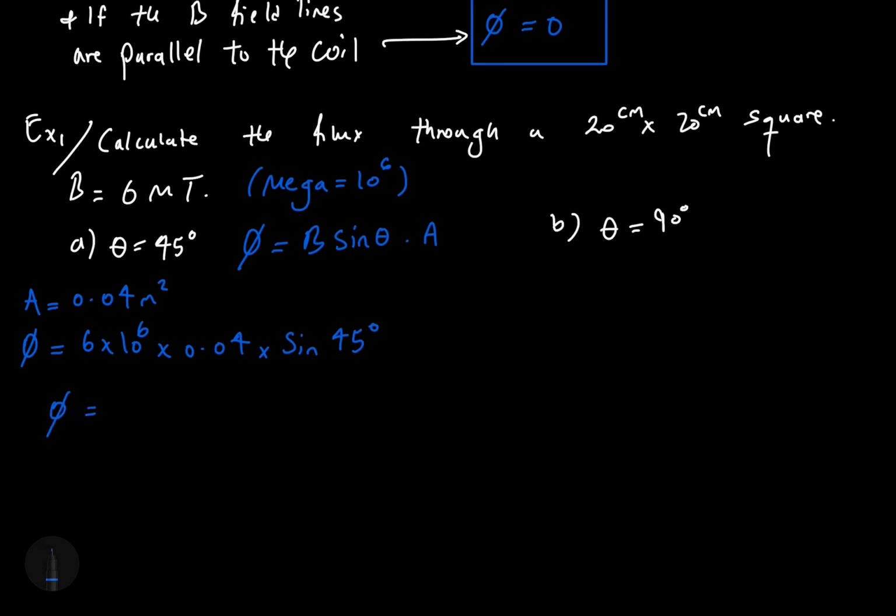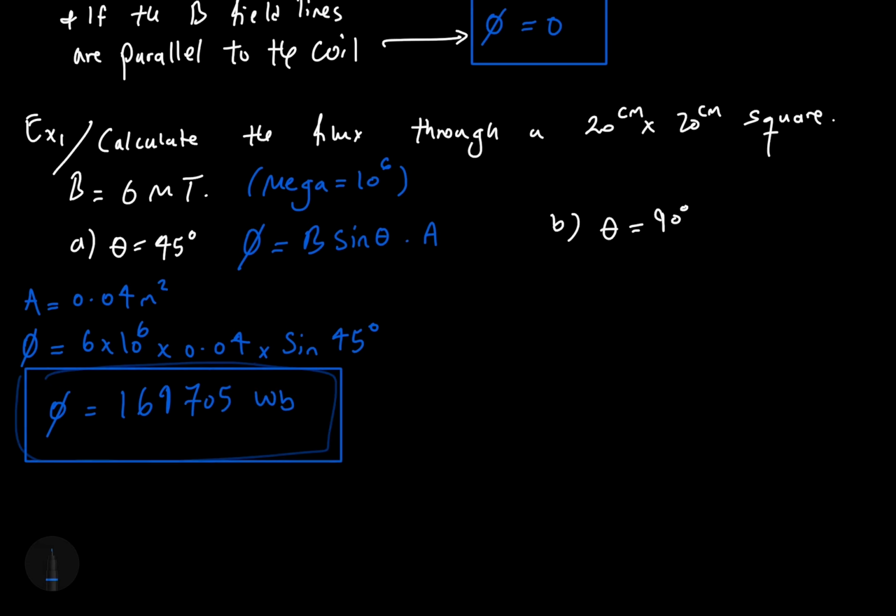So phi is simply going to be 6 times 10 to the power of 6 times 0.04 times sine of 45 degrees. The answer is going to be 169,705 webers. And this would be the flux created with the magnetic field that is given. That's quite a large flux because of the intensity of the magnetic field.